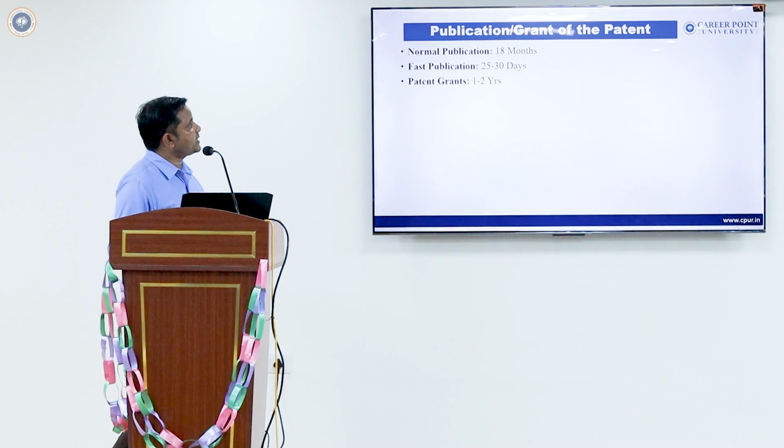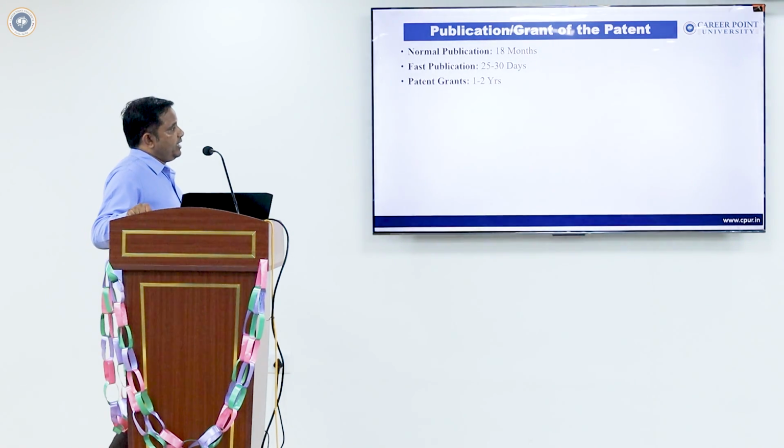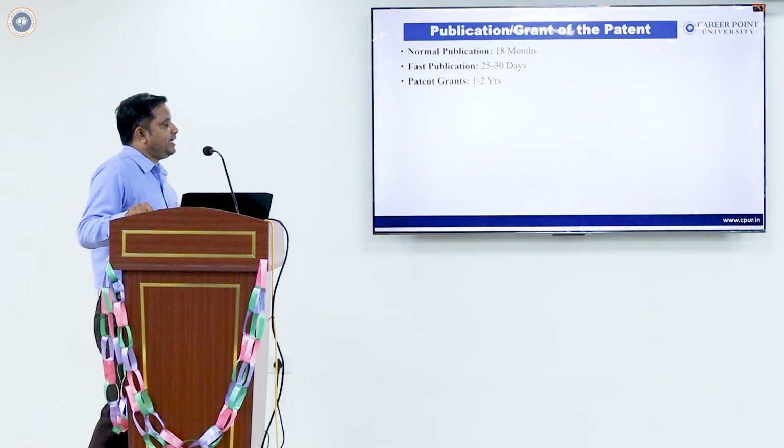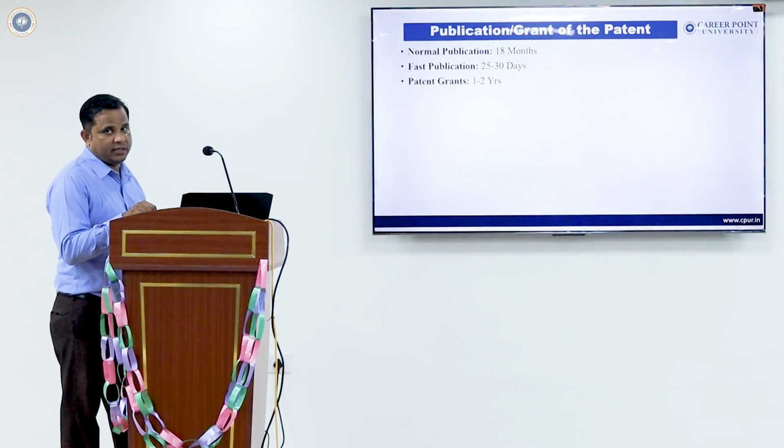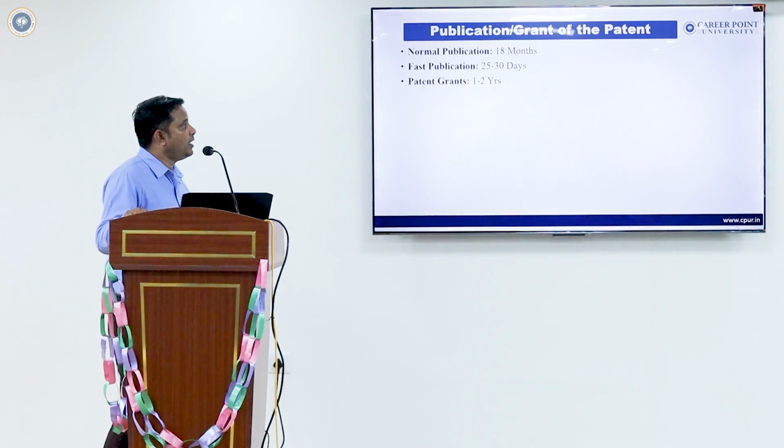Now moving on to the publication and grant of the patent. If we have filed the particular patent, then it will take 18 months for publication. But if you have applied for fast publication, it will take 25 to 30 days for the publication part.